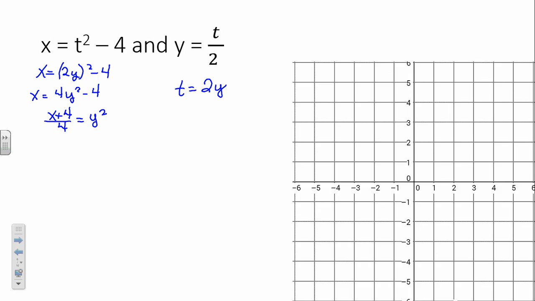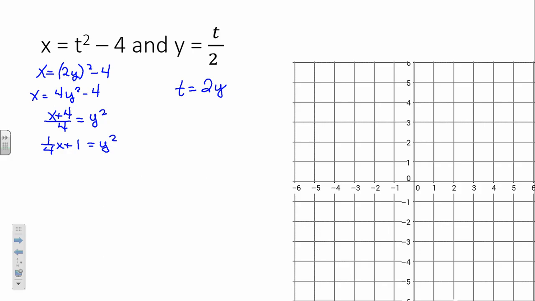Or if you want to think of it as x plus 4, well, that would be basically 1/4 x plus 1 is y squared. And then y would be the square root of that. So basically we know we have a parabola, right? Which way is it opening? If it's y squared, it's going to open to the right. Okay, so we've got a parabola opening to the right.